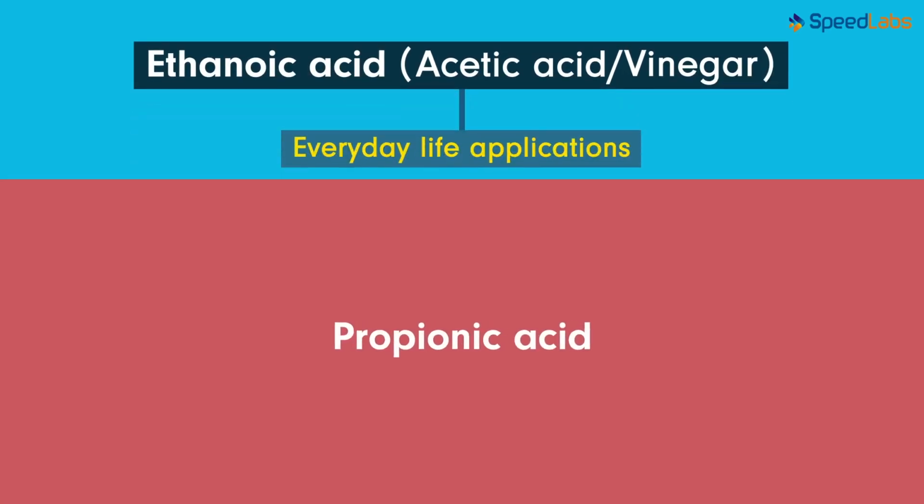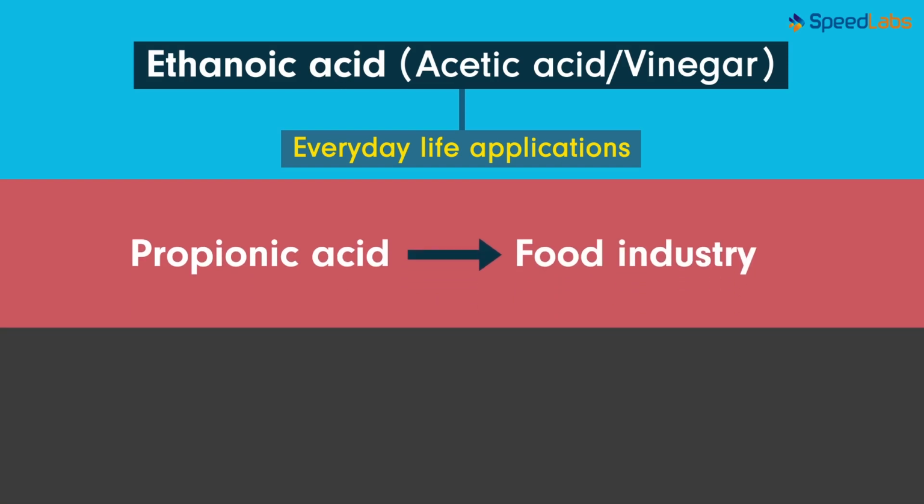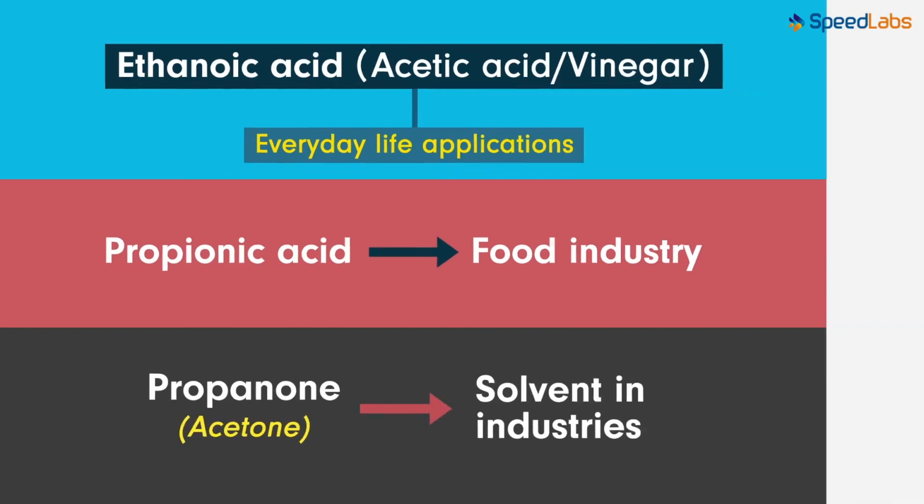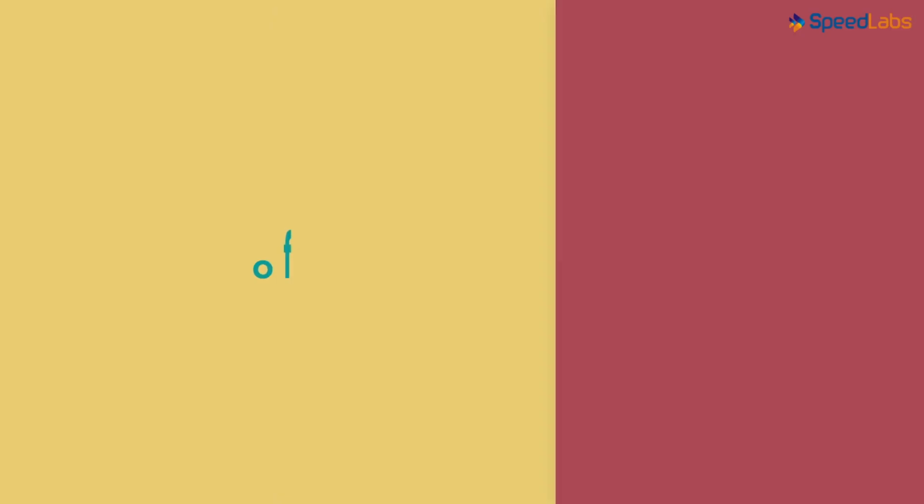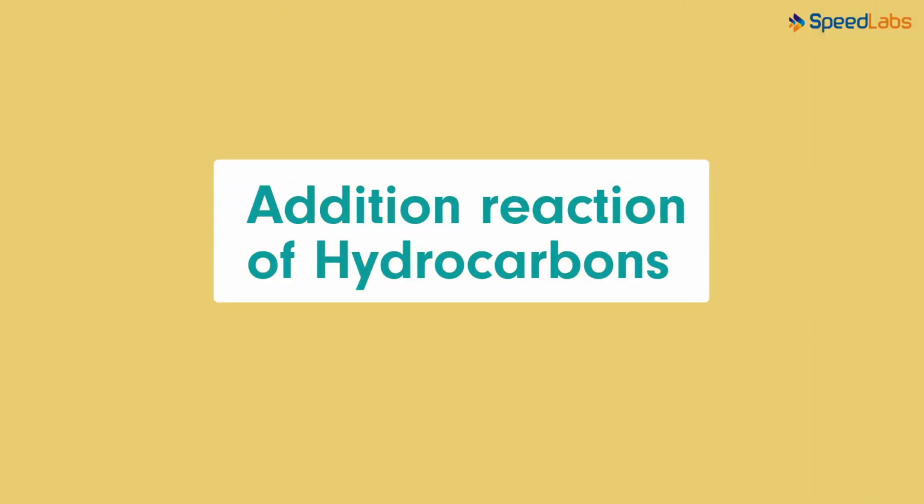Similarly, propionic acid has applications in the food industry. And what is propanone used for? Well, propanone is nothing but acetone. It's widely used as a solvent for many compounds in industries. Thus, the oxidation reaction of hydrocarbons helps us gain commercially important products. We can now move on to the next type of chemical reaction, that is the addition reaction of hydrocarbons. For that, you will have to watch our next video.